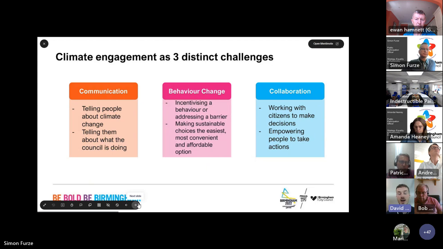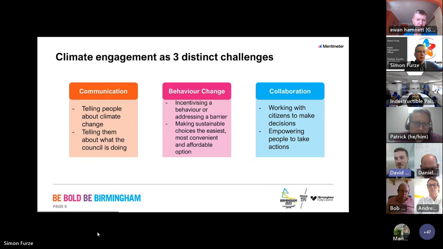I've broken this down into three distinct challenges or methods, you could say. One way we can do that is through communicating: telling people about climate change, telling them what the council is doing and what they can do, which is good. But I think we all know that will only go so far. Lots of people already know about climate change, but we still have a long way to go in terms of dealing with the problem.